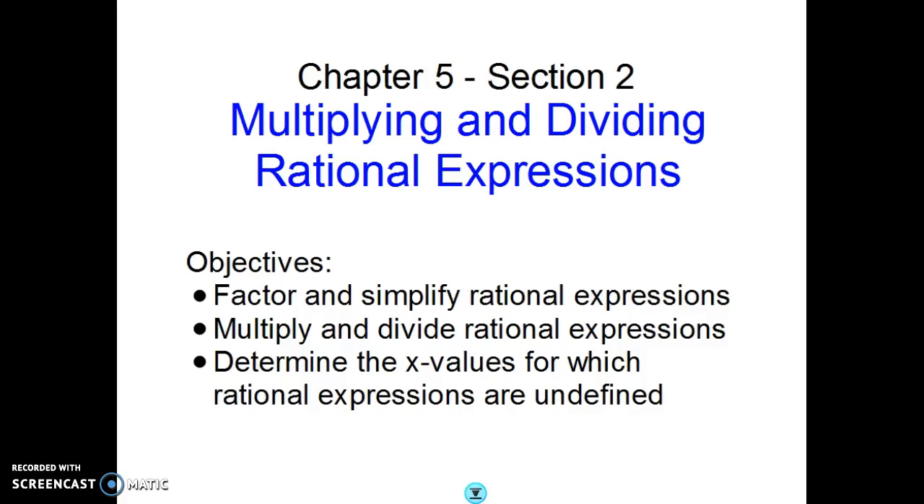In this set of videos, we'll be looking at Chapter 5, Section 2 from your Algebra 2 textbook. That section is on multiplying and dividing rational expressions. We have three main objectives today. We want to be able to factor and simplify rational expressions, multiply and divide rational expressions, and determine the x values for which rational expressions are undefined.